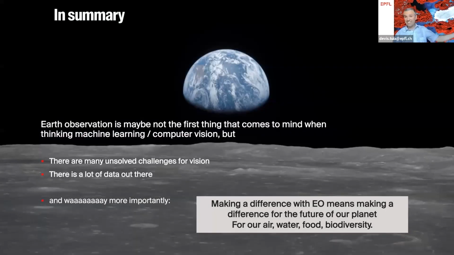Which brings me to the end of the talk, still on time. I hope you appreciated everything we can do on Earth images. It's maybe not the first thing you think about when you think about machine learning and vision. But as a matter of fact, there are a lot of fun things to do, and there is a lot of data. Maybe not a lot of labels, but the sky is the limit, and you can really do something good working with this type of data. So it's like AI for good at its best.